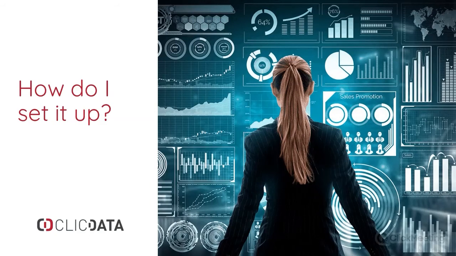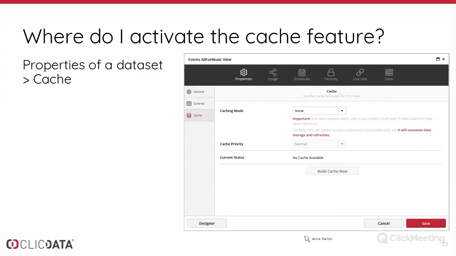Okay, how do we set it up? Now we know what cache is, maybe we want to play around with it. The cache feature can be activated only on views, merges, and fusions. It doesn't make sense on any data source per se, because the data is already a table in the database. If you go to the properties of a data set, in the first tab, properties, you have this cache tab at the bottom, and you can choose your caching mode. We'll see in the next slides what each mode does. For now, you can see this one is not activated, and this is the default status.